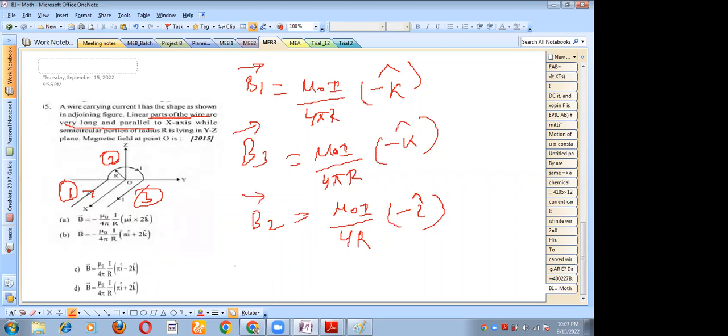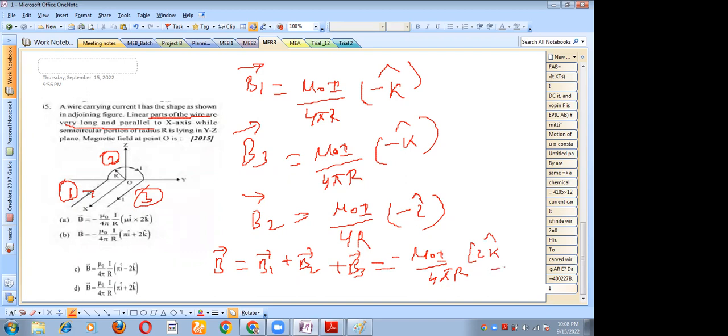We have found all the magnetic fields. So for the net magnetic field, we can just do the vector addition B1 plus B2 plus B3. We can take mu naught I by 4 pi R common. Minus also we can take common. So we will get 2K and mu naught I by 4 pi R we are taking common, so pi should also be multiplied.